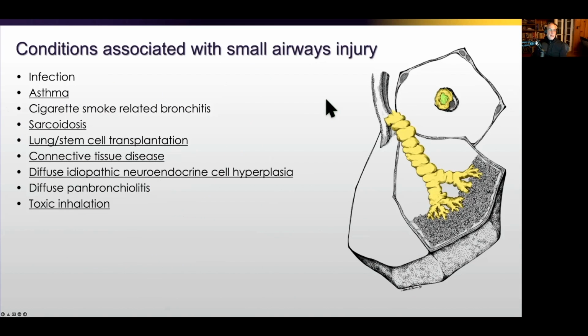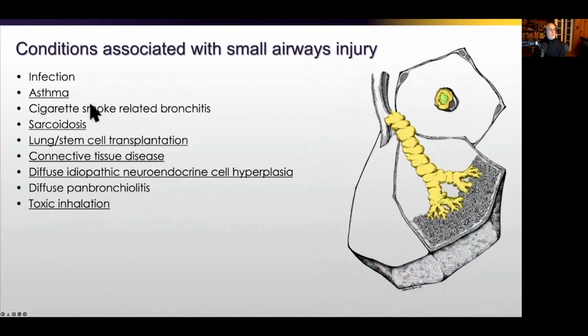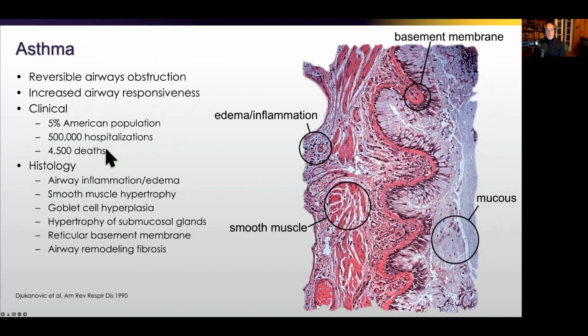Now, there are a number of conditions which are associated with small airway injury, and I'm just going to cover some of them in this very short period of time. So: asthma, sarcoidosis, stem cell transplantation, connective tissue disease, diffuse idiopathic neuroendocrine cell hyperplasia, and toxic inhalation. There are many more, but I will try to use these to illustrate the findings that are important.